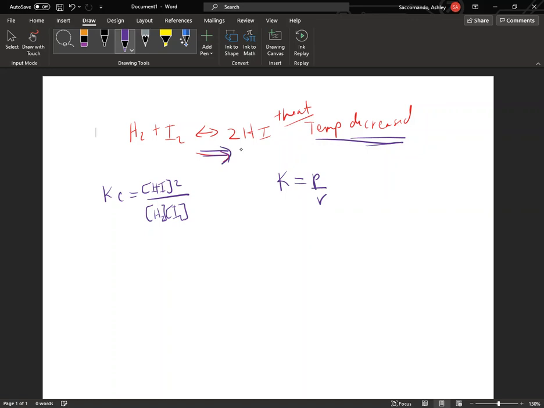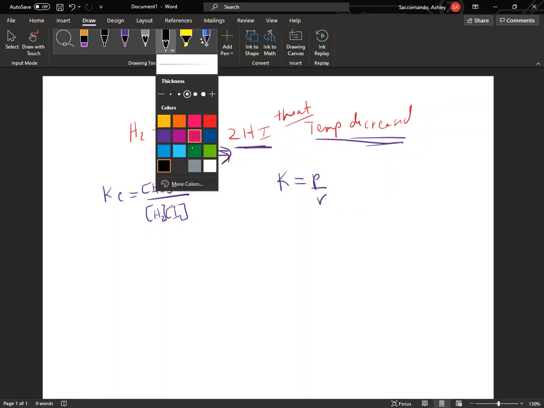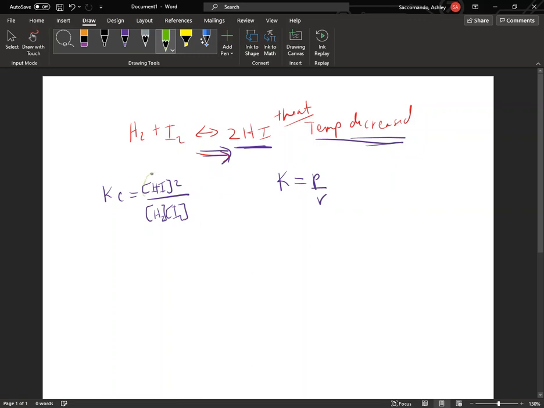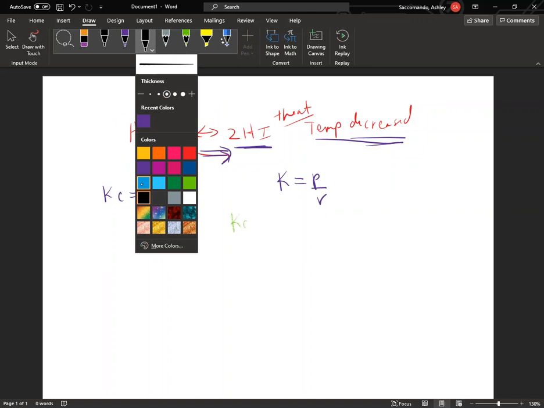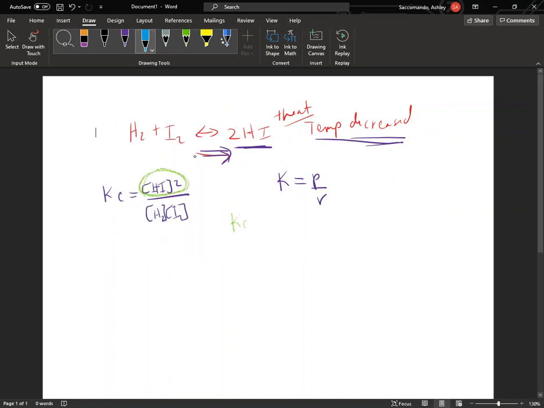So if it's shifting to the right, we're making more products. That means we're making the numerator here bigger. This number is going to get bigger. So then Kc, well, that's terrible, pencil. Oh, hold on, let me add a pen, and we will make that blue. So Kc, therefore, is going to increase because we're increasing the numerator. We're shifting to the right, and actually, we're consuming some of our reactants. So the reactants are decreasing, the products are increasing.